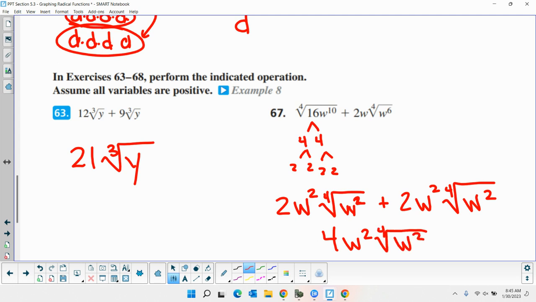Lots of 4s and 2s and w's, huh? Does that one make sense? Yeah. Okay. So if you get one like 67 that aren't the same, and it's addition or subtraction, simplify first, and a lot of times they will be the same, and then you can do whatever you have to do, add or subtract. Okay?